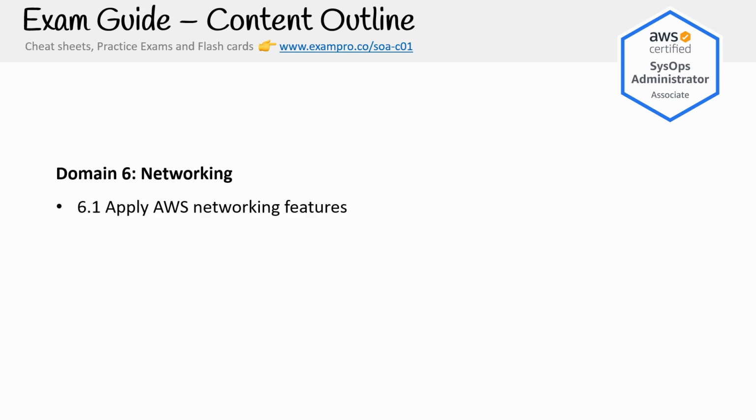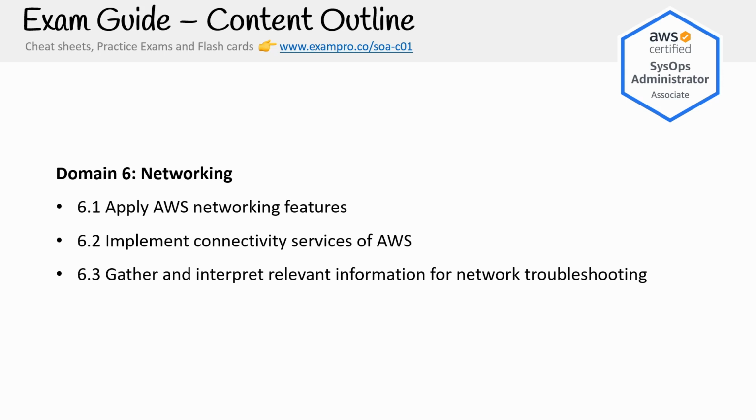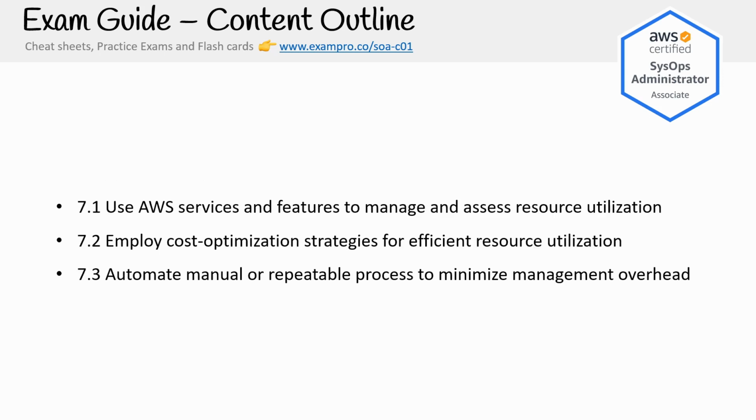Then you have domain 2, so design high-performing architectures. The first subdomain here is identify elastic and scalable compute solutions for a workload. Anytime you see the word elastic, you should be thinking of auto-scaling groups because that is what they're talking about.